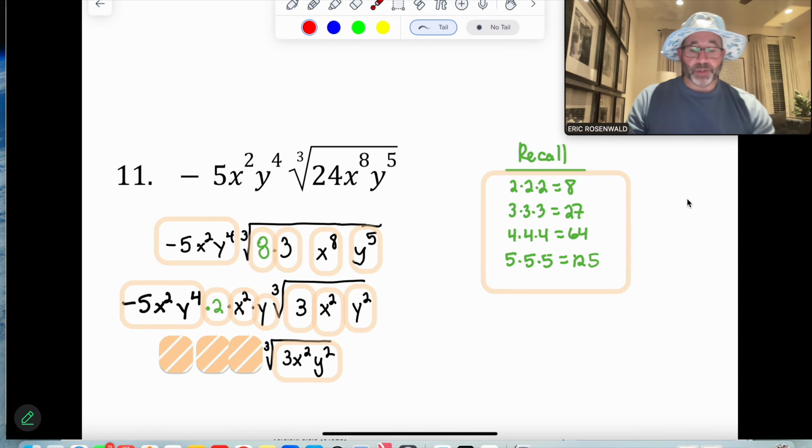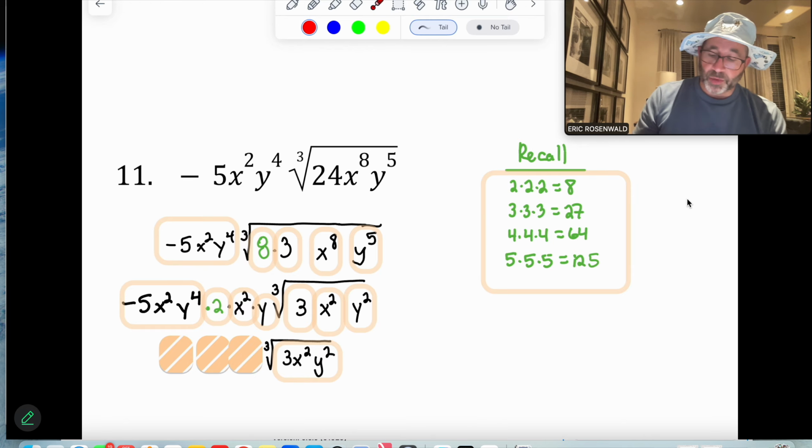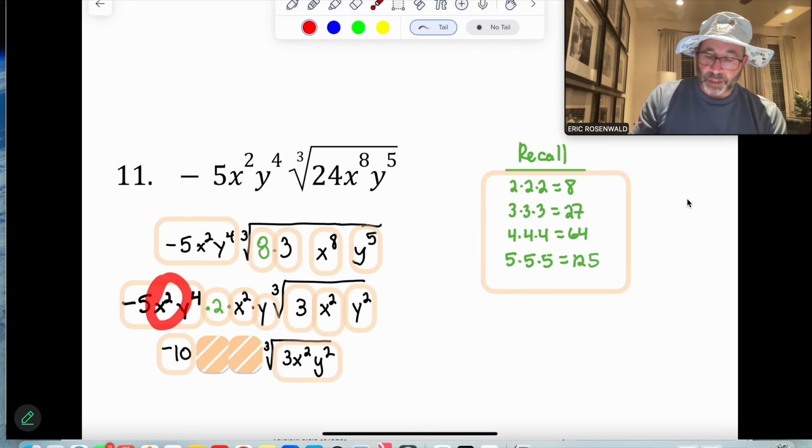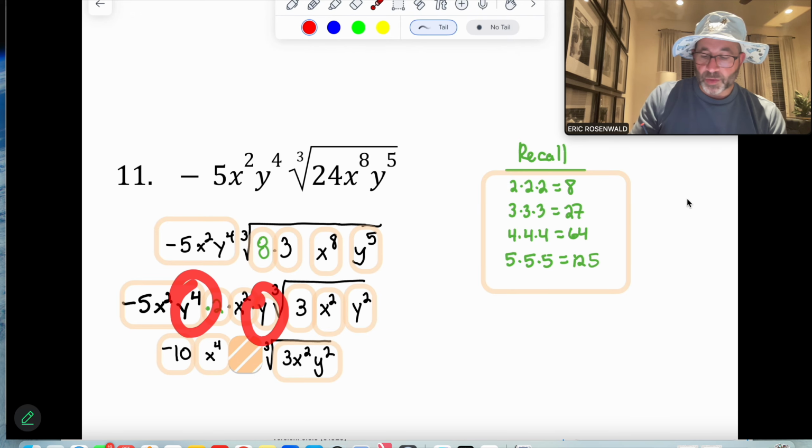We have 3x squared, y squared. Put the outside stuff together. We're going to have the -5 and the 2 will go together and be -10. We have x2 and x2, which is going to be x4. And then we have y4 and another y, which means we have y5. Okay?